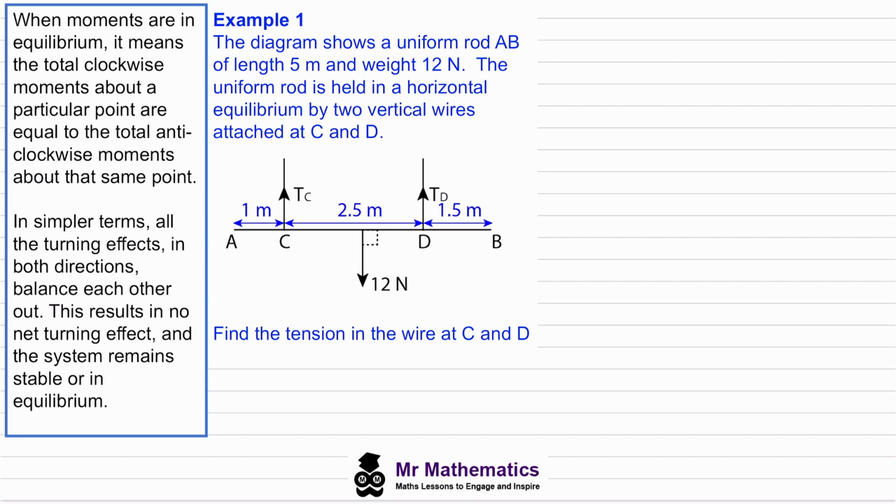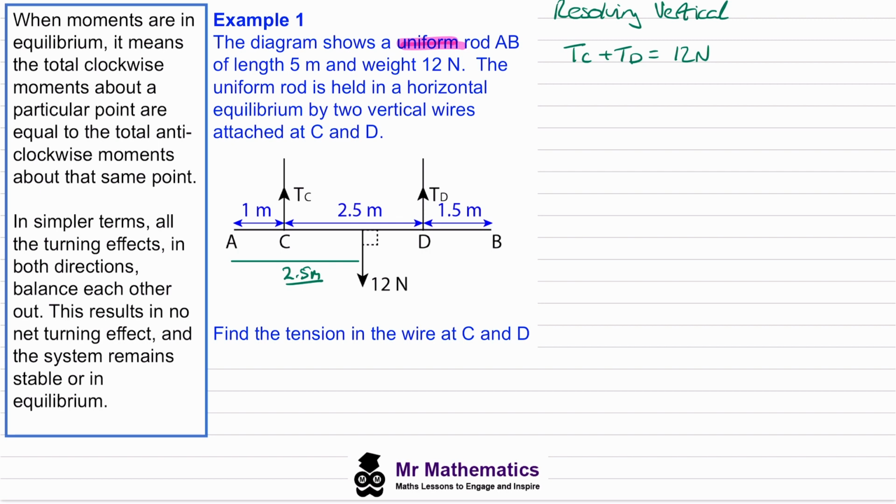Okay, so there's a few things to think about here. Because we're told the rod is uniform, it means this weight of 12 newtons is acting halfway along the rod. So we can show this as the distance from A to the 12 newtons will be 2.5 meters, and that is half of this 5. Because it's in equilibrium, the upward force, the tension in C and the tension in the wire at D, the total of this force is equal to the total of the downward force, which is the 12 newtons. So resolving vertically, the tension in C plus the tension in the wire at D will equal 12 newtons. And we'll come back to this later in the problem.